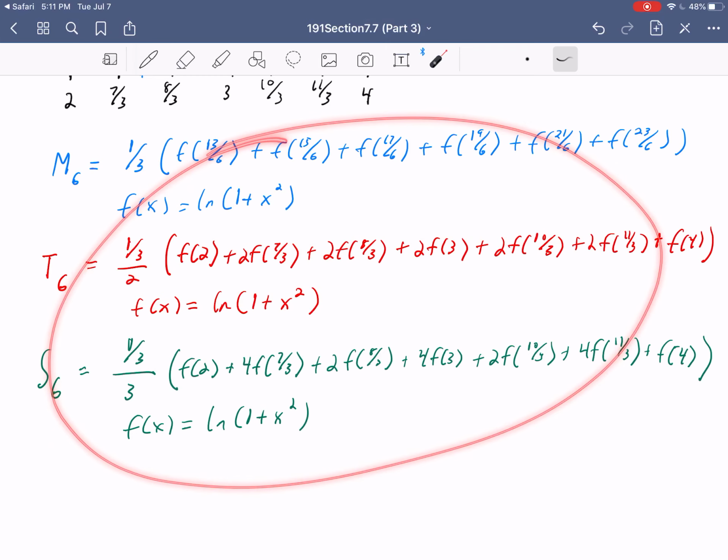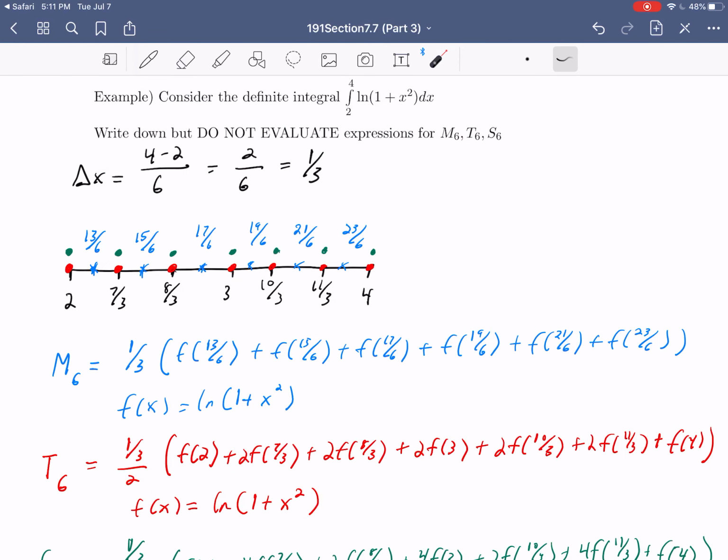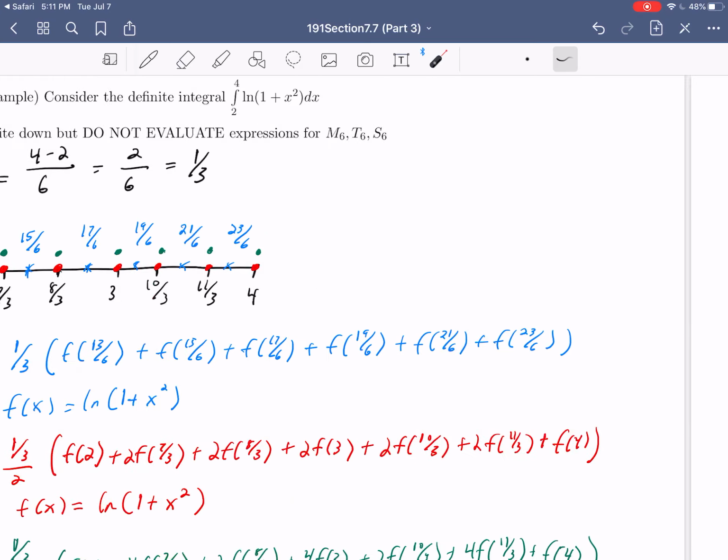So this is more the format that we'd like to see our answers in, especially when it says write down but do not evaluate. Okay, now let's turn our attention to looking at some of that error-bound stuff.